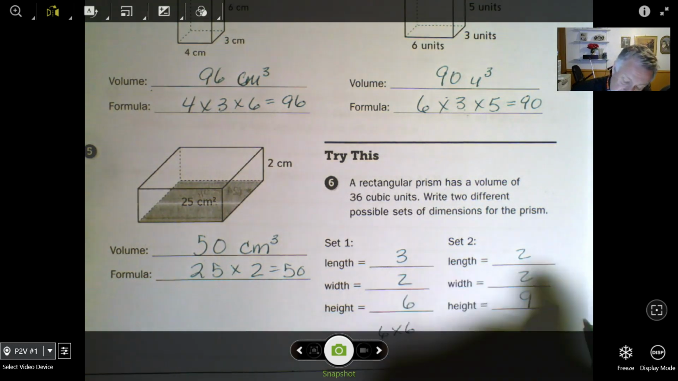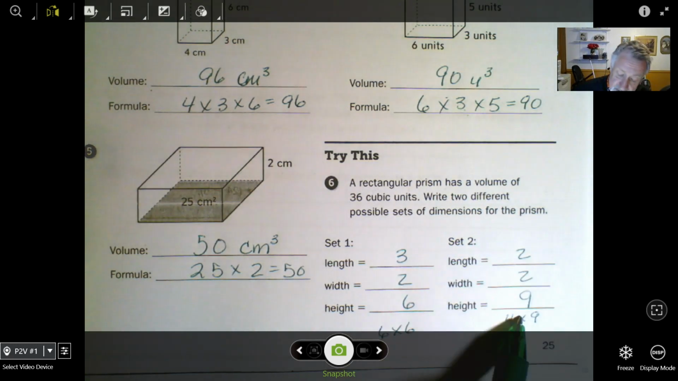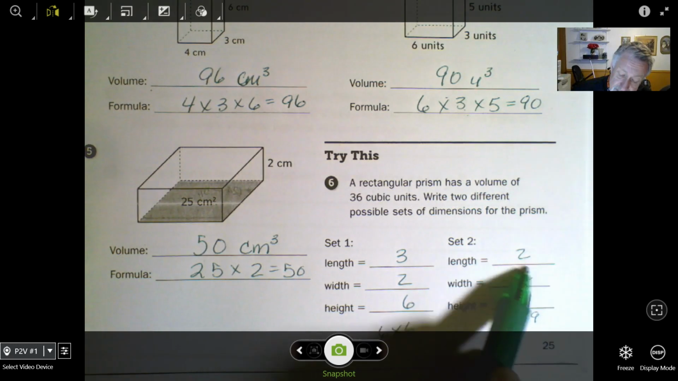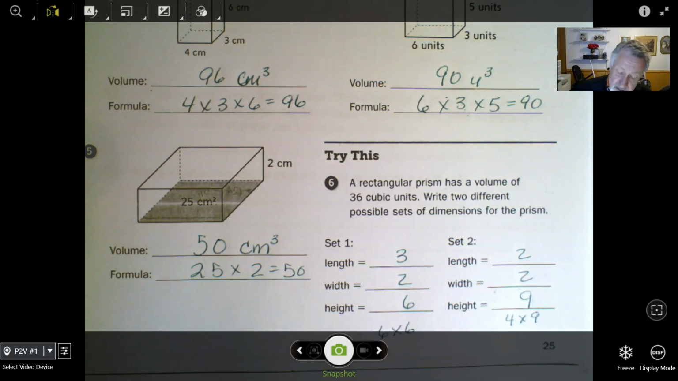And over here, another way that we could get 36 is to say that 4 times 9 is 36. So I used that base to get a length and a width. 2 times 2 is 4, times 9 is 36.